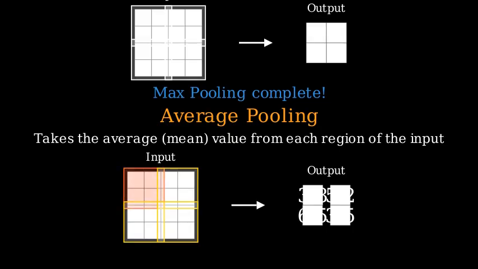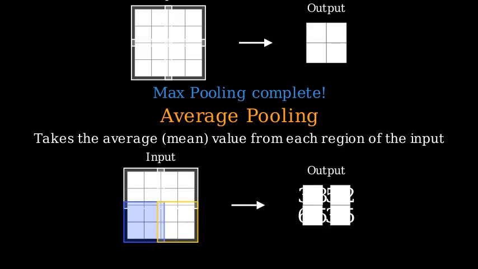We start with the top left 2x2 region. Here, we calculate the average of all four values, 1 plus 7 plus 5 plus 2, divided by 4, which equals 3.8. This becomes our top left output value. For the top right region, we calculate 3 plus 8 plus 6 plus 4, divided by 4, which equals 5.3. This goes in the top right of our output.